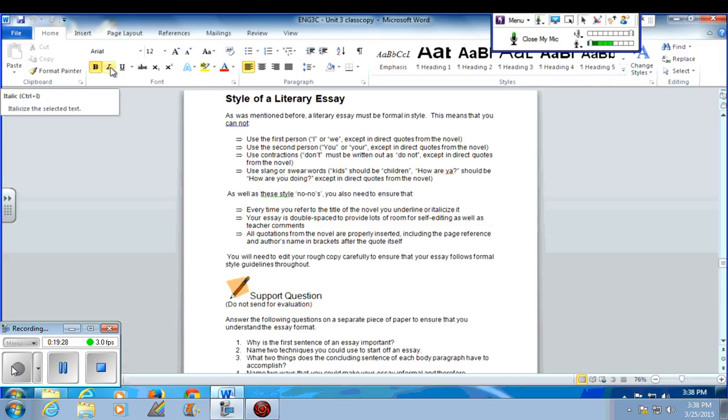As well, your essay needs to be double-spaced to provide room for self-editing as well as teacher comments. If you're doing it by hand, double-space the whole thing, your good copy and your rough copy. If you are doing it on a computer, you can do it at about 1.5 spacing on a computer.